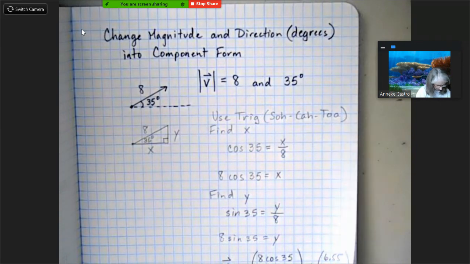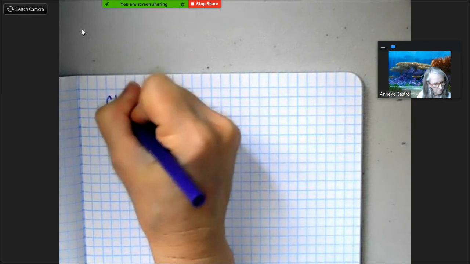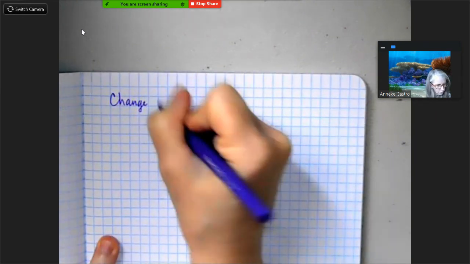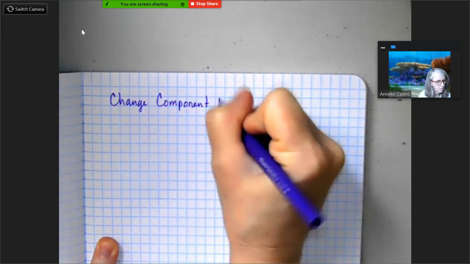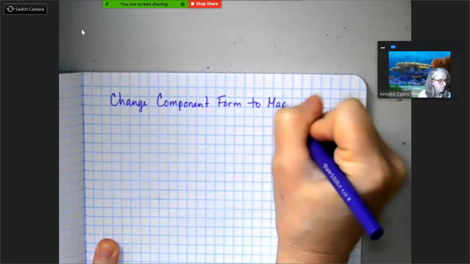Okay, but what about going backwards? What if it's in component form and I want it in magnitude and direction? You can certainly do that as well. So we're going to go the other way. Change component form to magnitude and direction. We can do that. And again, it's just using basic trig. So change component form to magnitude and direction.